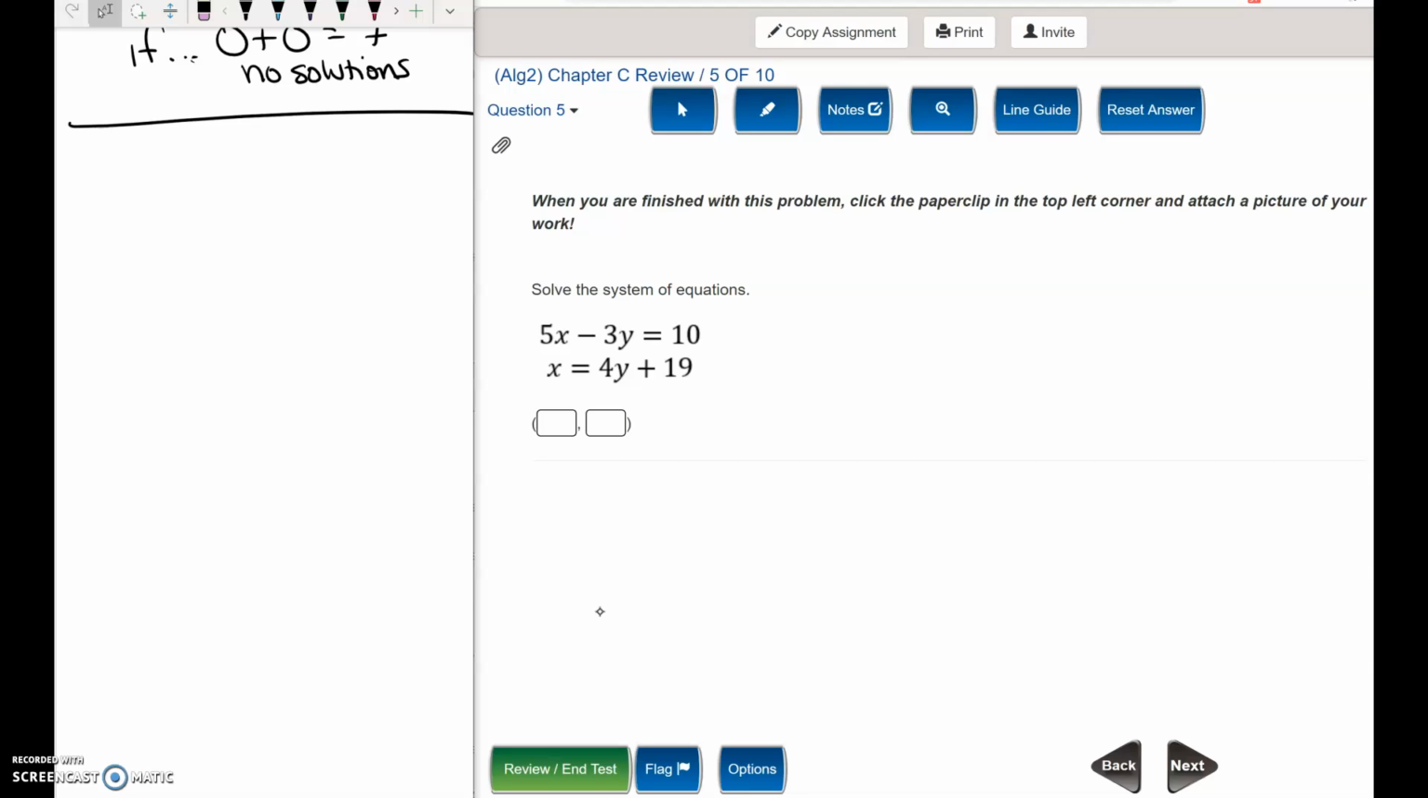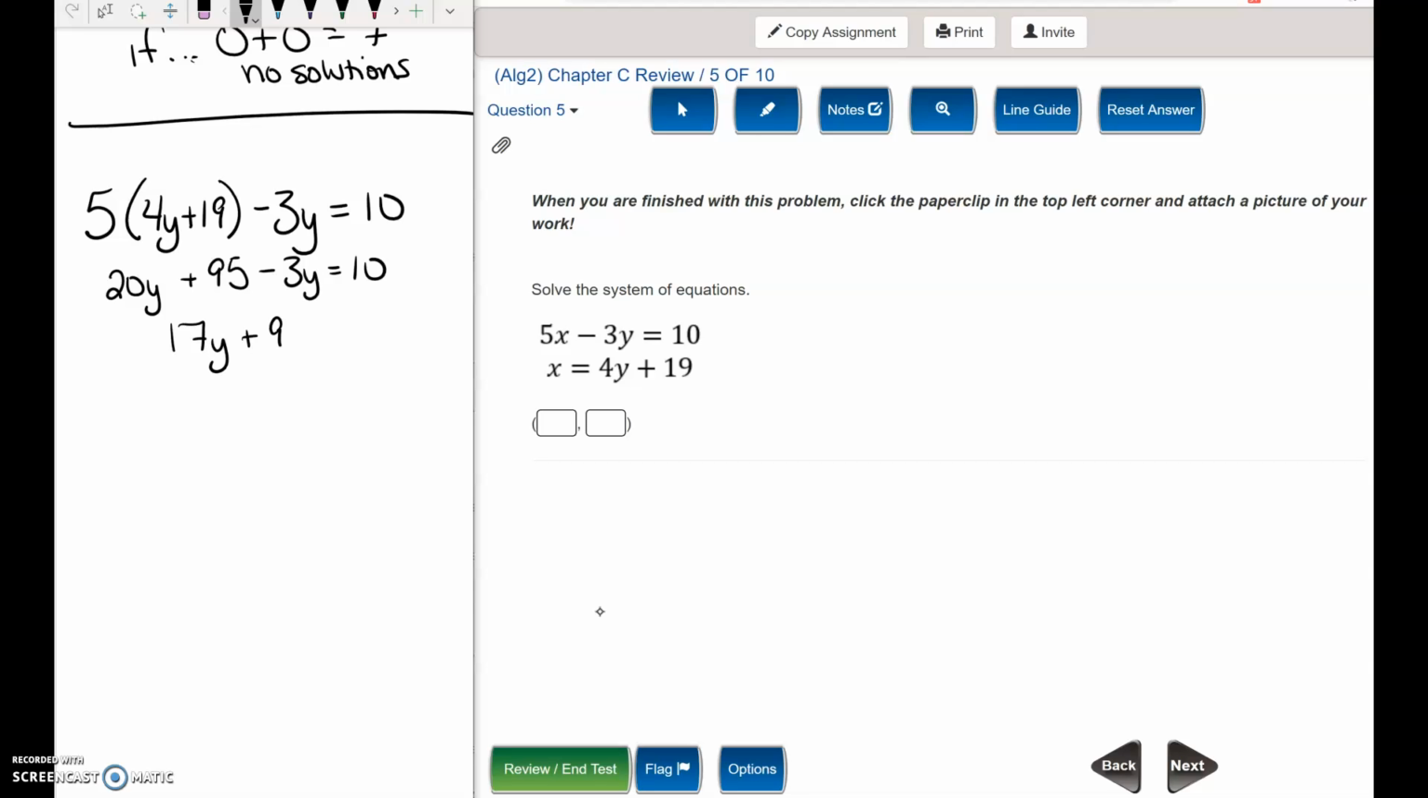This one is set up perfectly for substitution. So instead of this x, I'm going to put the 4y + 19 in parentheses. And then I'm going to continue with -3y = 10. 5 times 4y is 20y. 5 times 19 is 95. Combine like terms here, I get 17y + 95 = 10.